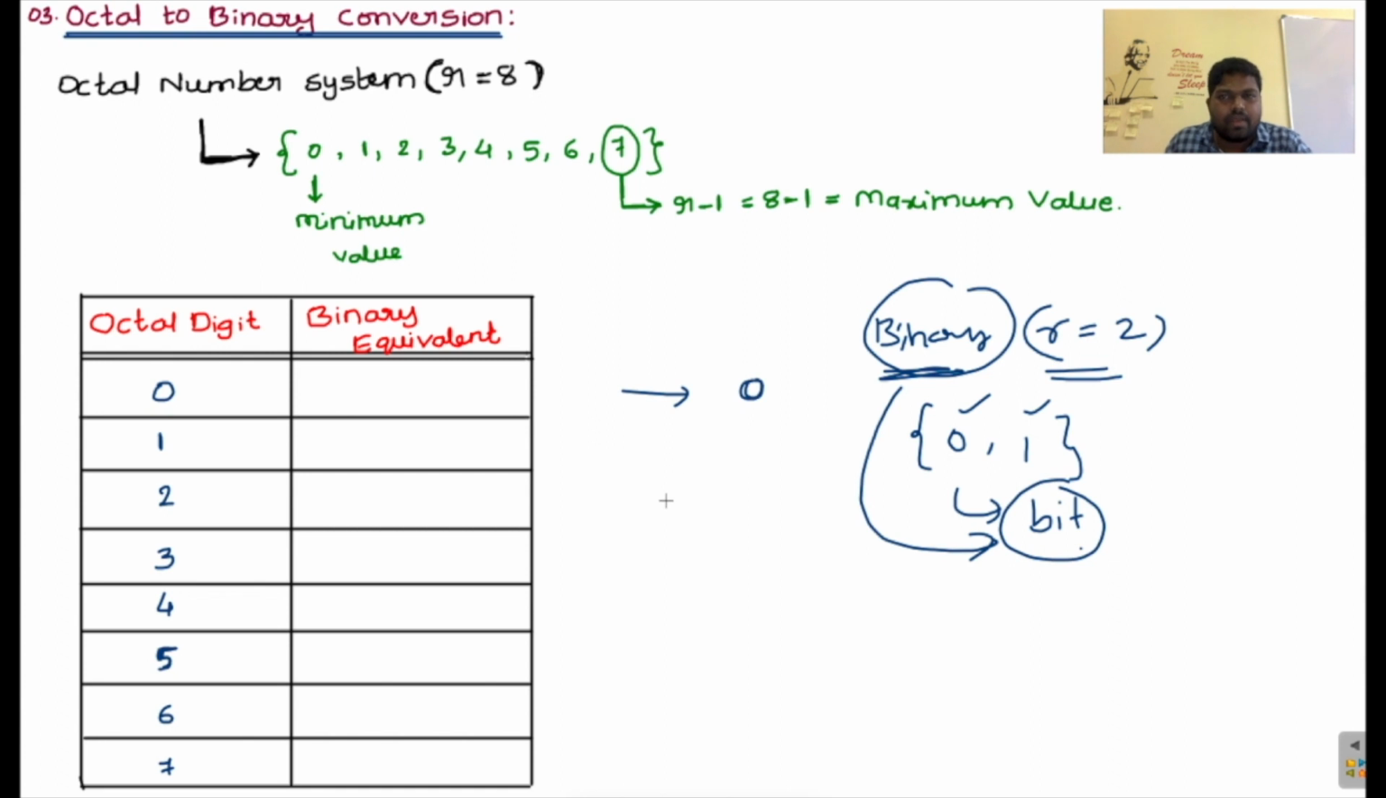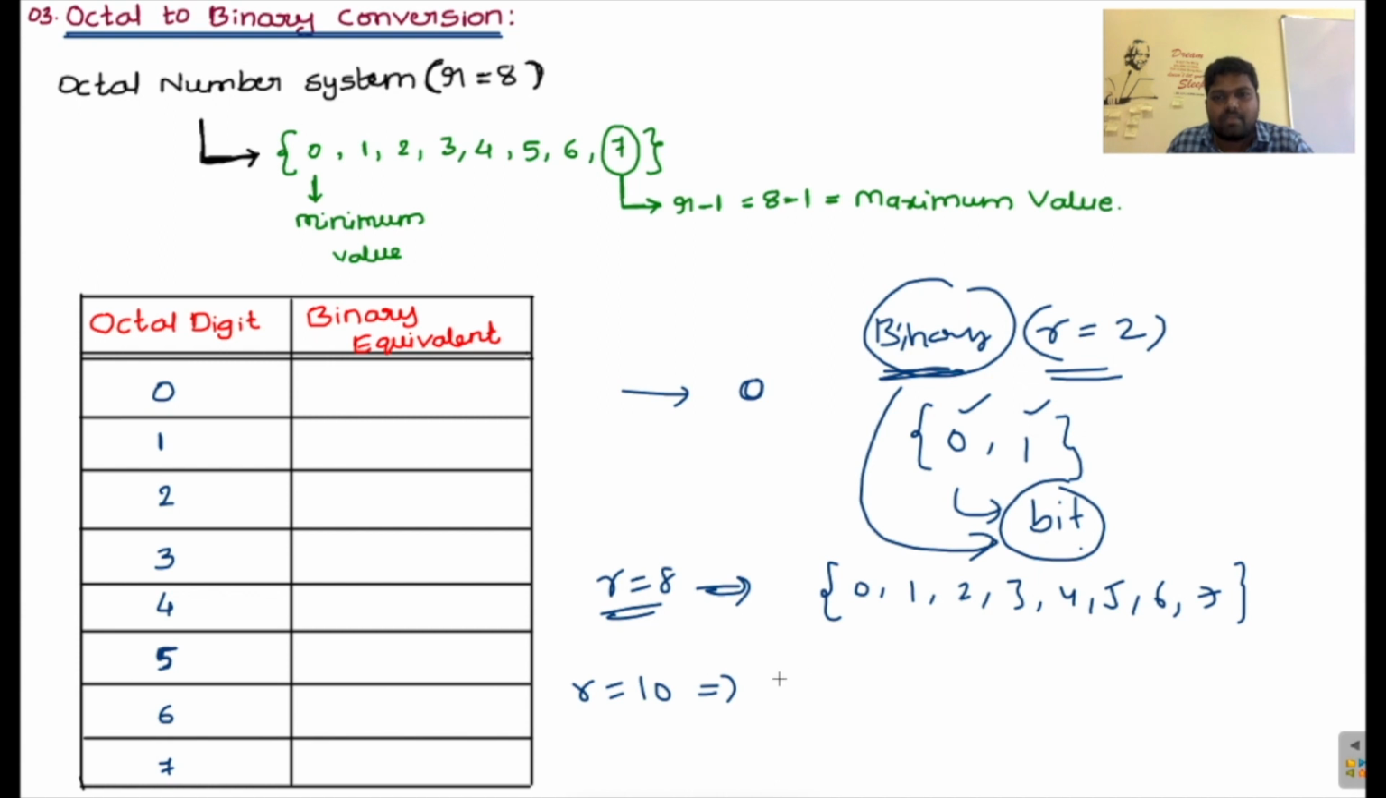One thing you need to observe here. For the octal number system, that means base r equals 8, the possible digits are 0, 1, 2, 3, 4, 5, 6, 7. When it comes to r equals 10, the base 10 system, that is the decimal number system, the possible digits are 0 through 9. In total there are 10 digits there, and 8 digits here.